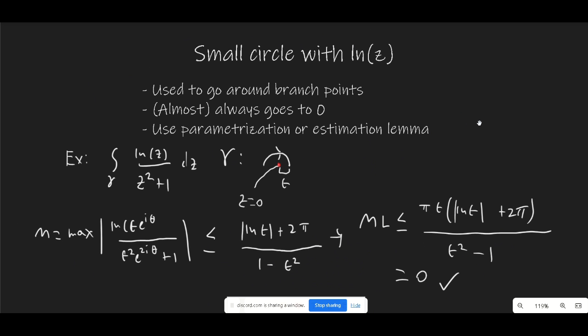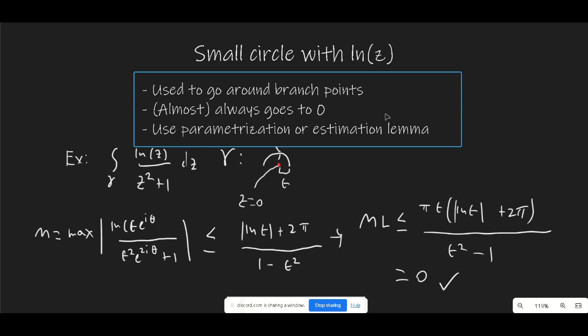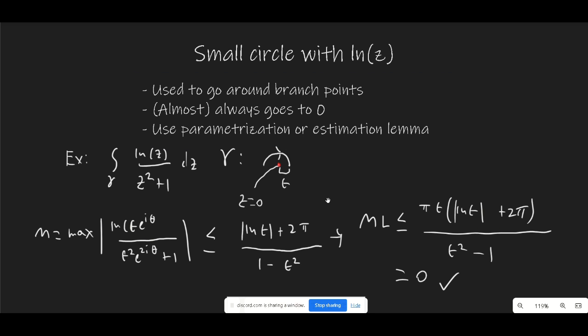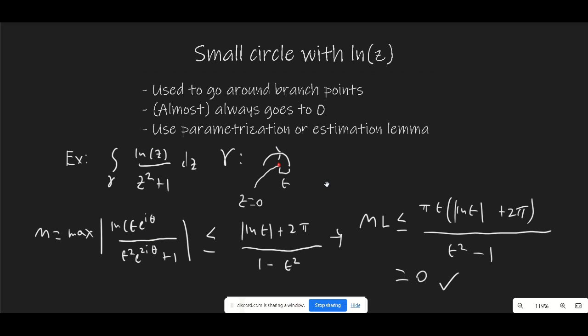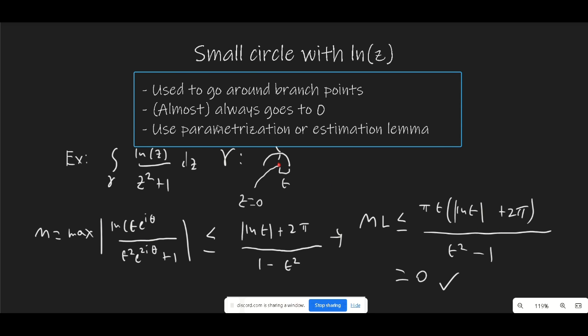However, sometimes we aren't actually going around a pole. Sometimes we're going around what's called a branch point. Now we'll get to branch points later in this video, and we'll cover them fully in the next video. This is also an important topic, because we can never integrate over a branch point, so we always have to go around it. So that's probably the main reason why we're going to be using these small circle integrals. Now, almost always, these small circle integrals are going to go to 0, because, well, you'll see why.